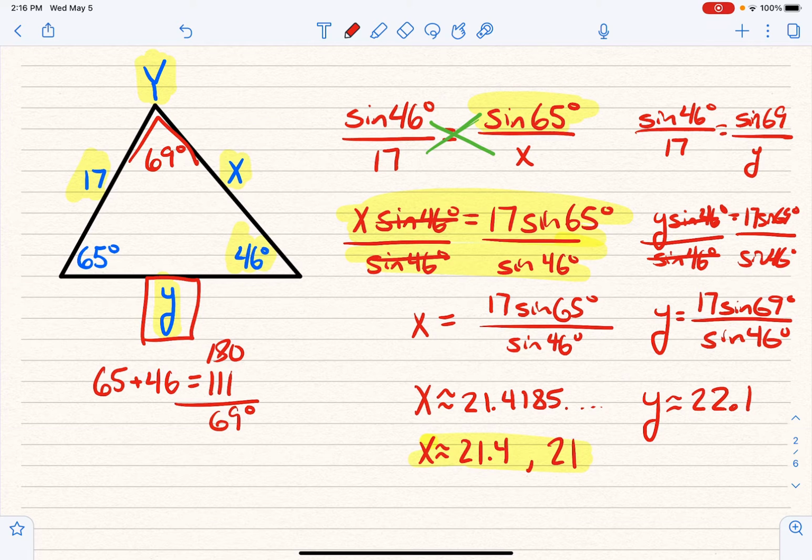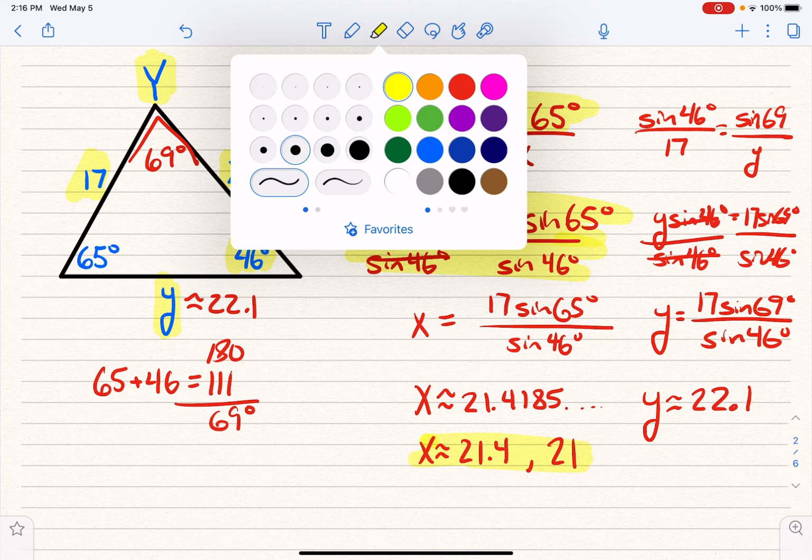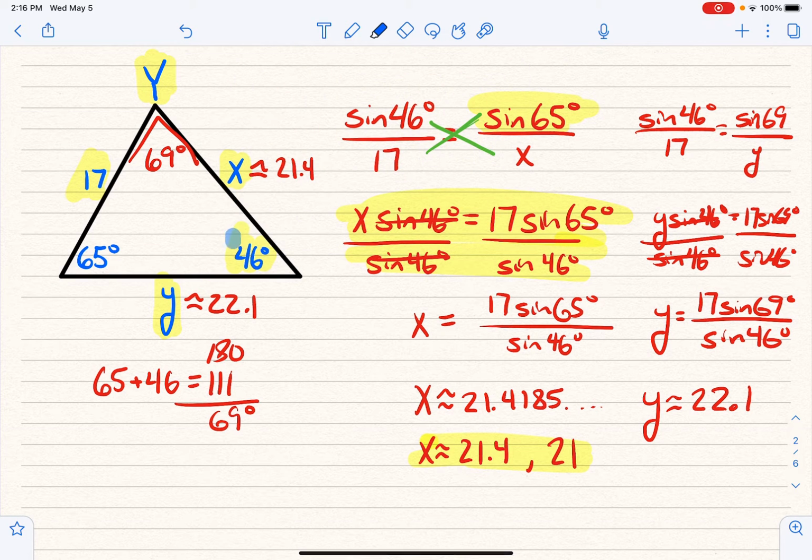Okay, now let's see if these answers make sense. If this side down here was about 22.1, and this side up here was about 21.4, does that make sense? And here's how I look at it. With triangles, the smallest side should always be opposite the smallest angle. So here's the smallest angle, and opposite of it is the smallest side, 17. Here's the next smallest angle, and opposite of that is the next smallest side. And here's the largest angle, and opposite of that is the largest side.